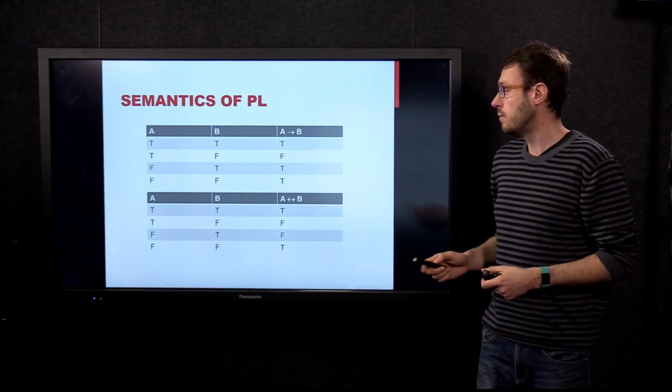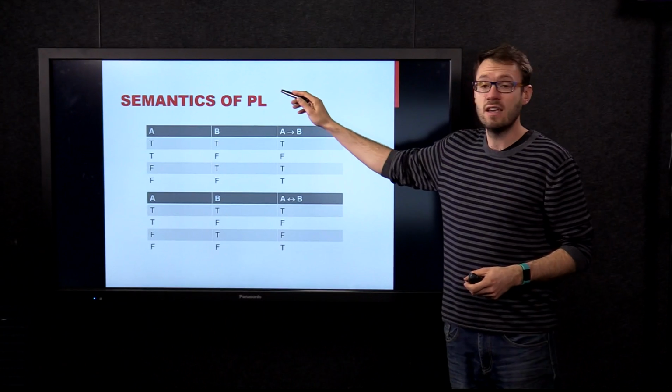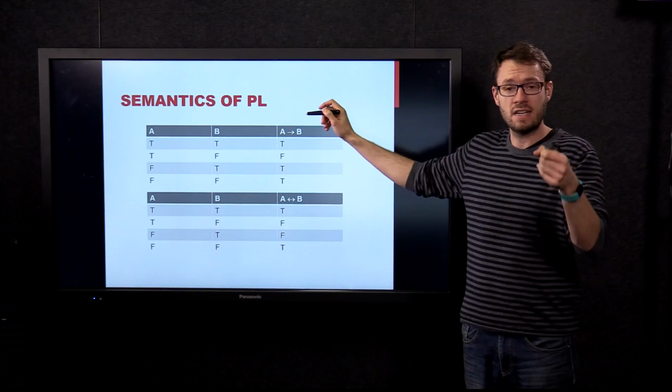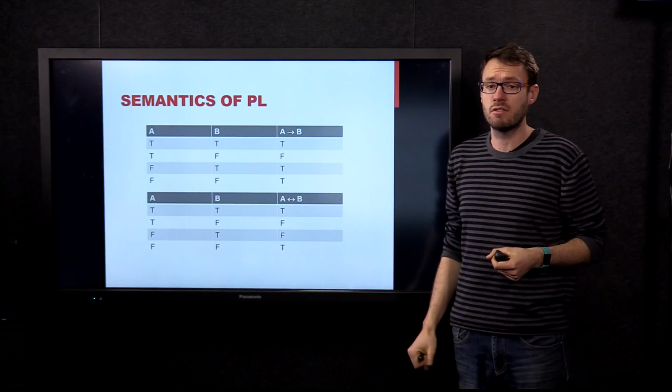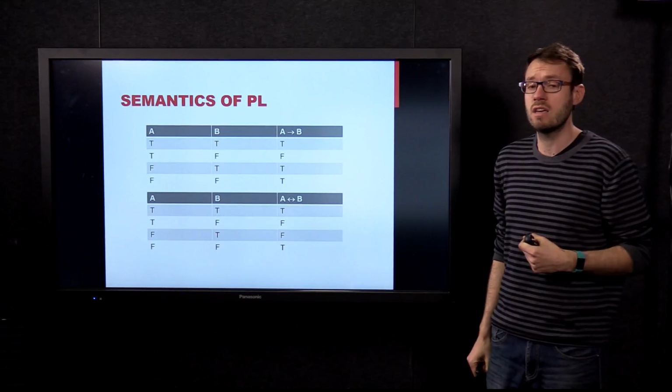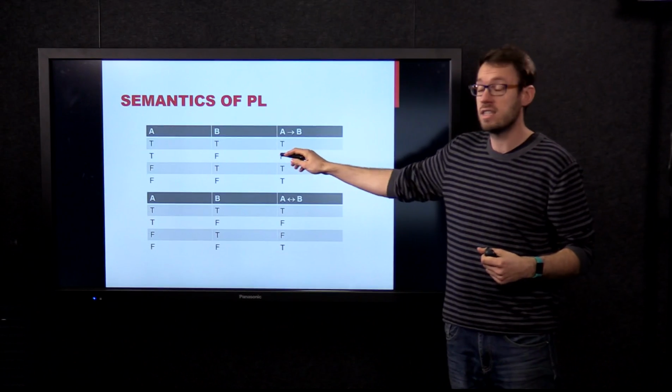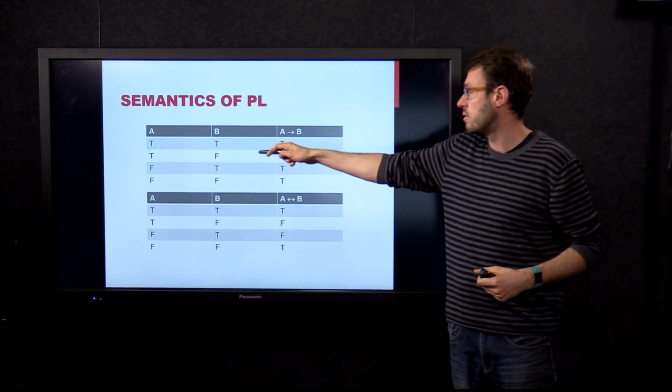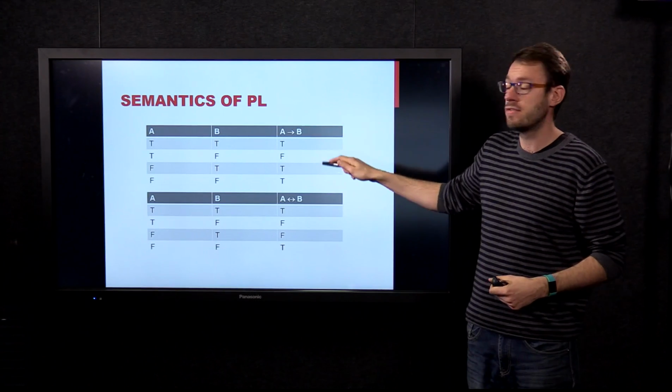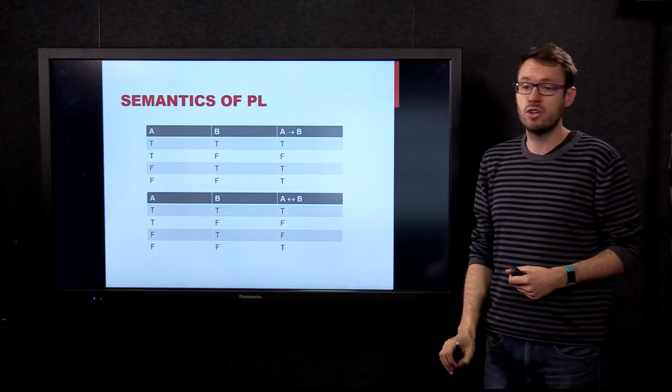For the conditional, when we have the first thing, the thing on the left-hand side of the conditional, but we don't have the second thing, the thing on the right-hand side, then the conditional is false. That is the second situation: when A is true and B is false, then A arrow B is false, but it's true in all the other situations.